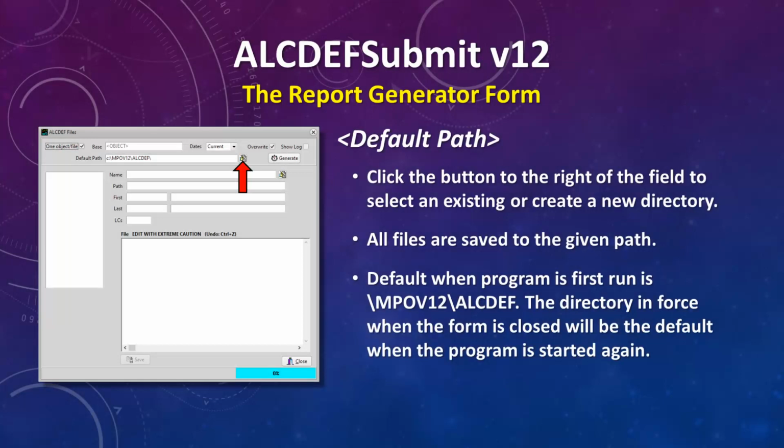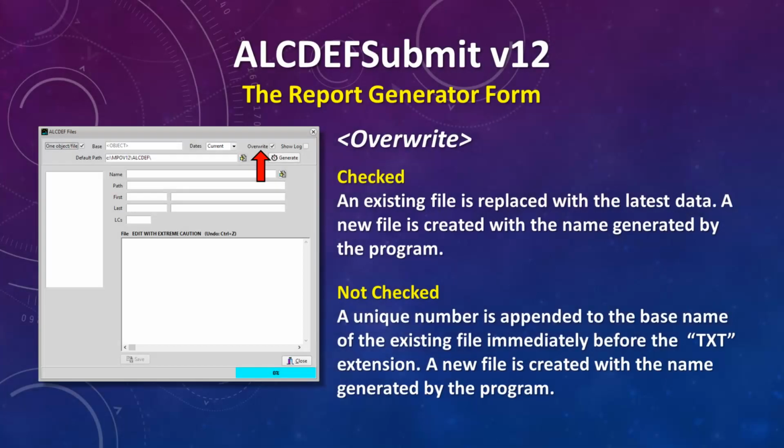The files cannot be moved to another directory using ALCDEFSubmit. They can be renamed after being generated. That's covered in a moment. If the overwrite box is checked, an existing file with the same name will be overwritten with the new file. If the box is not checked, a unique number is appended to the new file name.